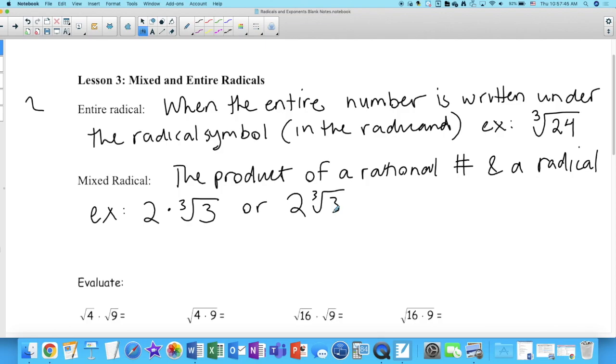Okay, so what I want you to do very quickly is just pull out your calculator and enter in cube root of 24, see what you get, and then enter in 2 times the cube root of 3 and see what you get. So you should have either a cube root button or you might see something that looks like this.